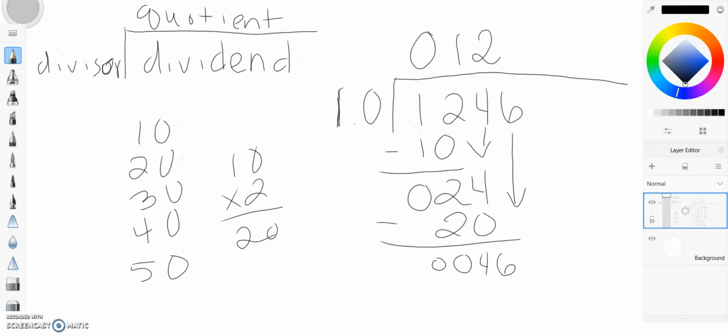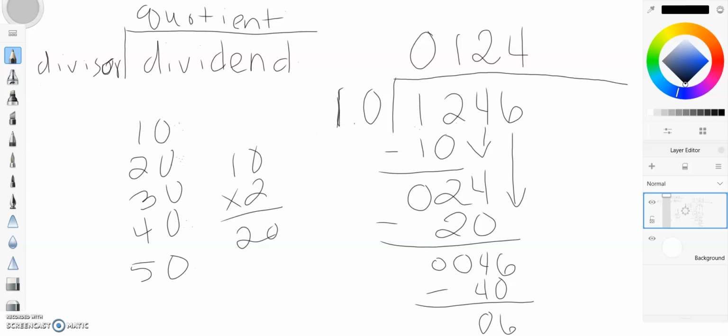Okay, so now that we have that, we have to see how many times can 10 go into 46. Well, let's see, 1, 2, 3, 4. It can't go 5 times because that would be 50, which is over 46. So it can go in 4 times. So we're going to put 4 because that's how many times it goes in. 10 times 4 is 40, so subtract 40. 6 minus 0 is 6, and 4 minus 4 is 0.